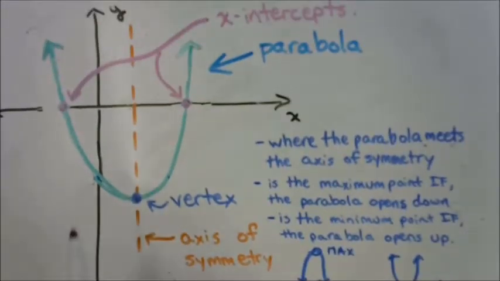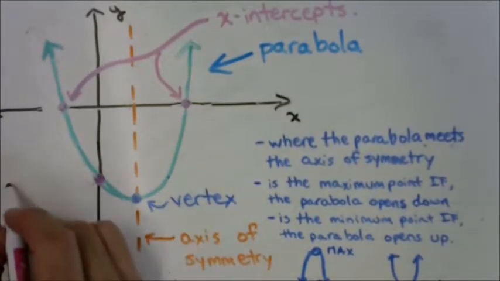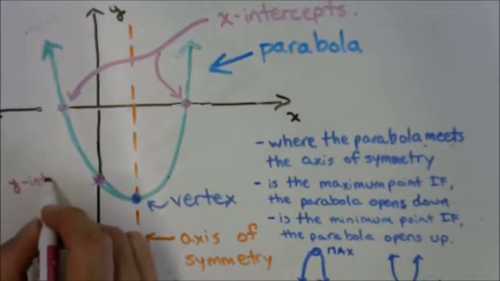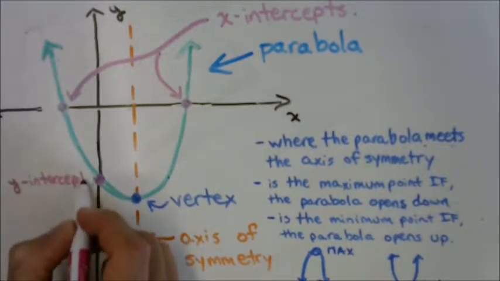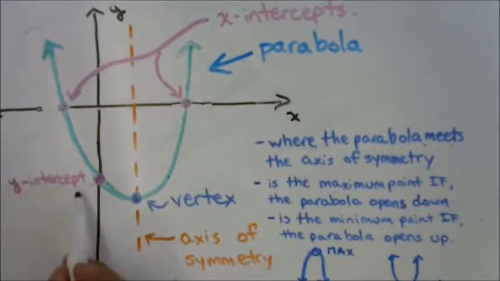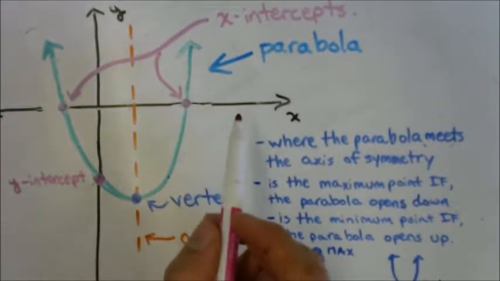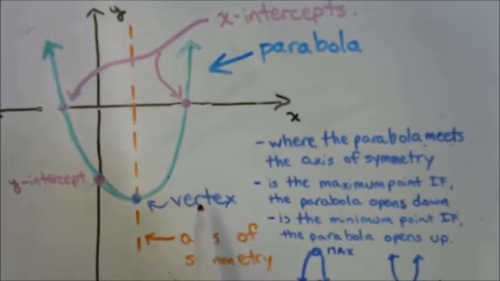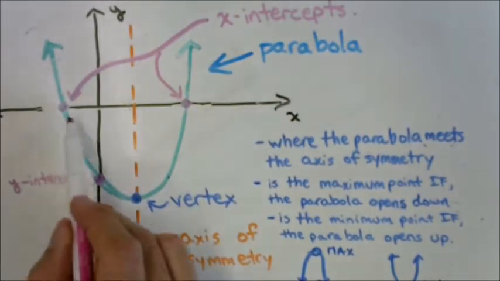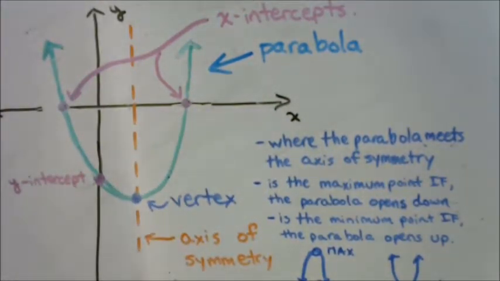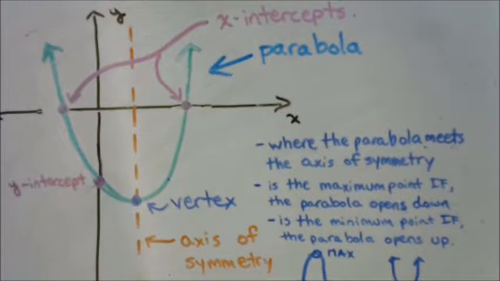The last thing that we can also label is the Y-intercept. In some forms of the equation, it's really easy to get the y-intercept. In some forms of the equation, it's really easy to get the vertex. And in another form of the equation, it's really easy to get the x-intercepts. So we're going to be learning about how to convert these equations once we learn more about them.